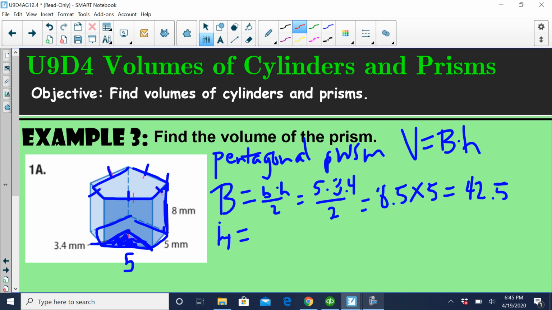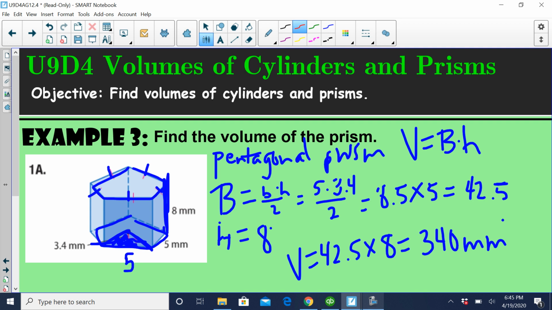My height is going to be right here, which is the 8. So to calculate the volume, I'm going to take 42.5, multiply times 8, and that should give me my final answer, which I ended up with 340 millimeters cubed. There's my final answer. Okay, moving on to cylinders.